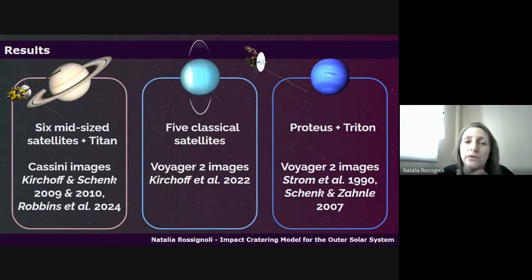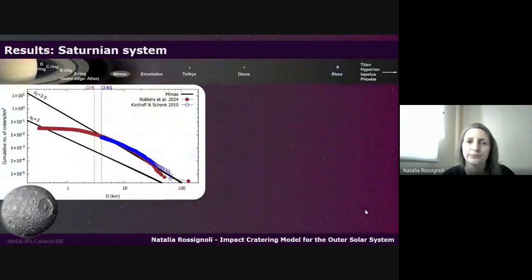So going into the results, as I mentioned, I'm going to present the larger satellites of these three systems in order of distance to the Sun, and inside each system in order of distance to the planet. And the crater counts you will be seeing will be these listed here. So going in now into the Saturnian system, we will see first Mimas, which I presented before, which is the innermost mid-sized satellite of Saturn.